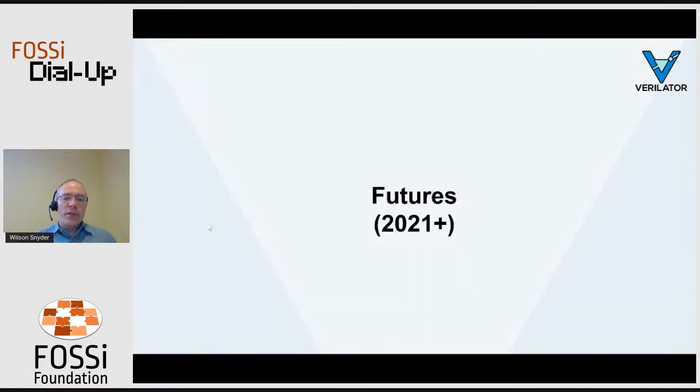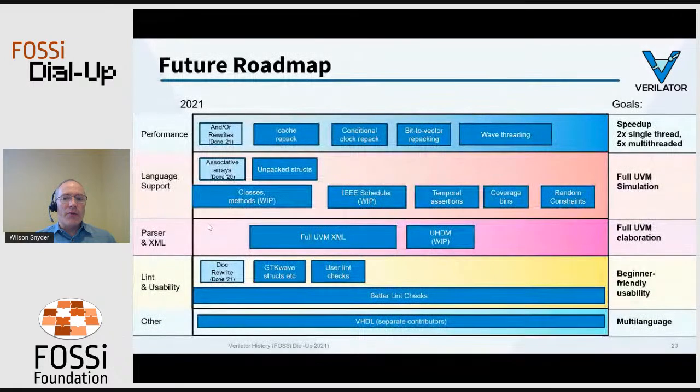So let's see what's up for this year and the next couple years. We always want to maintain performance leadership. That's the reason for Verilator's original being, and the main reason I think a lot of people use it, especially on the corporate side. So we want to maintain the performance. We have a number of ideas. We just did some things related to rewriting and and or statements to get better performance there.